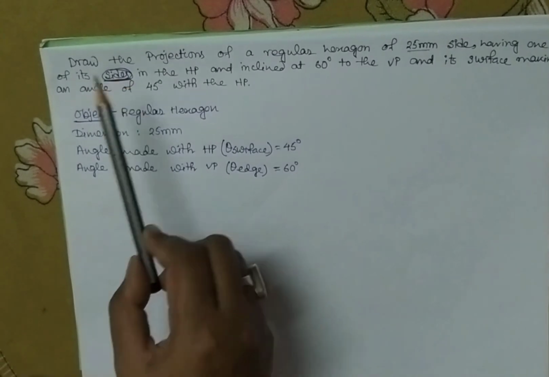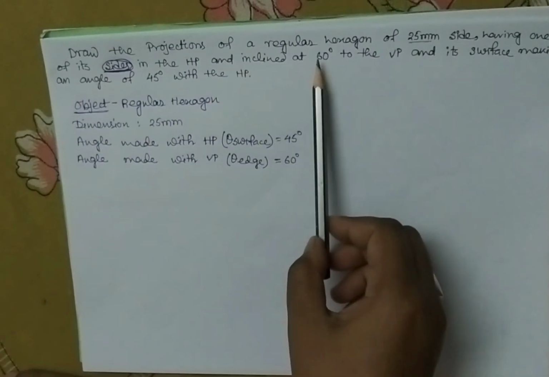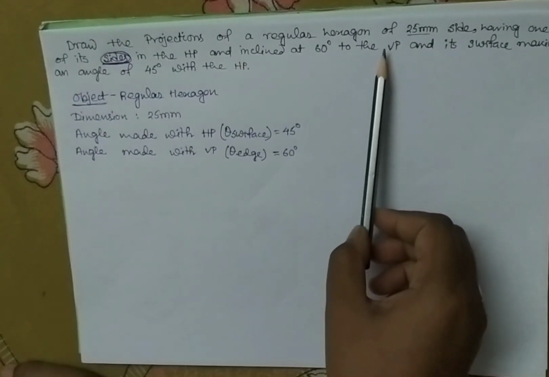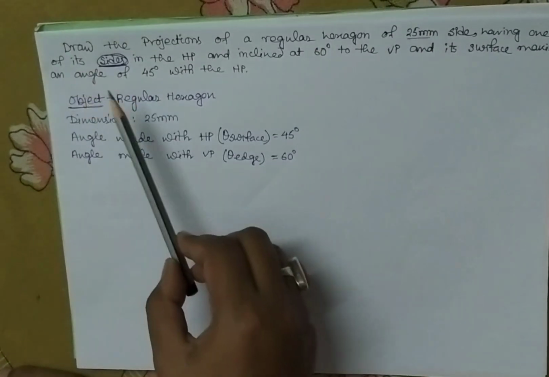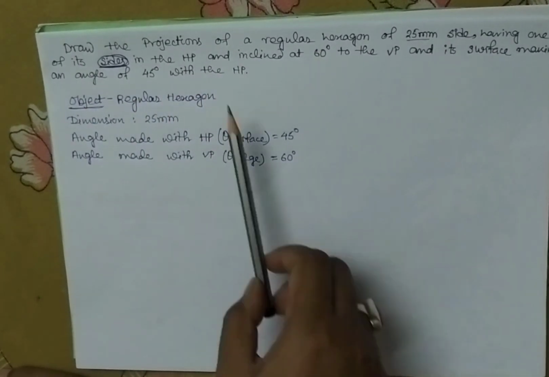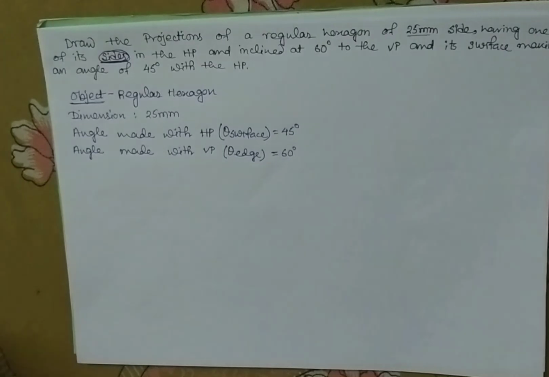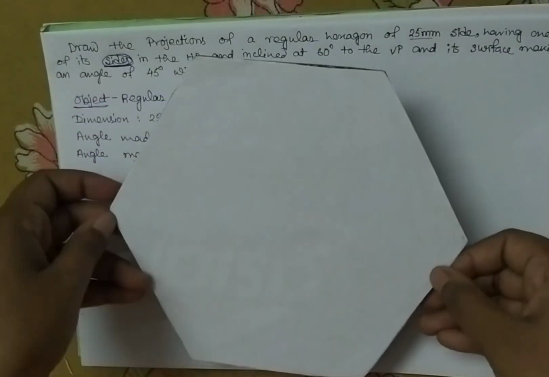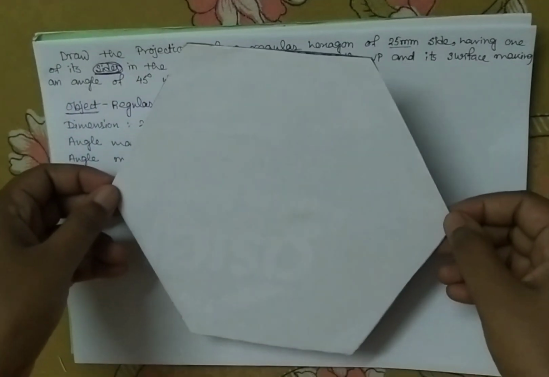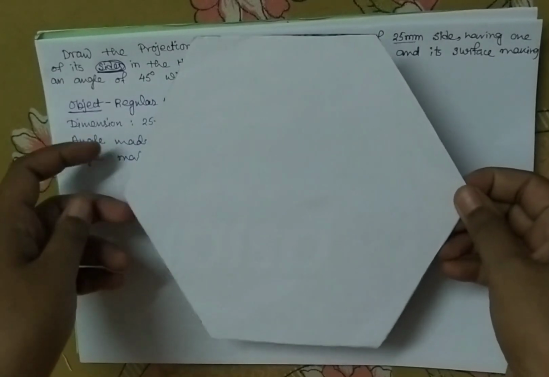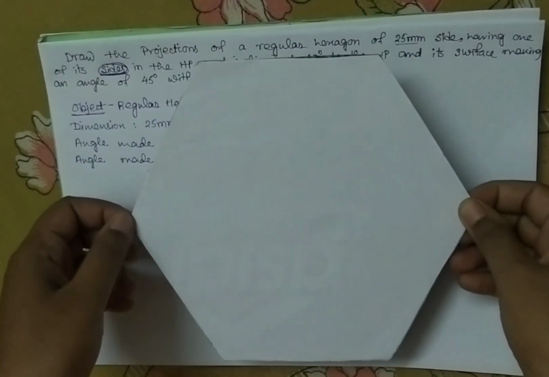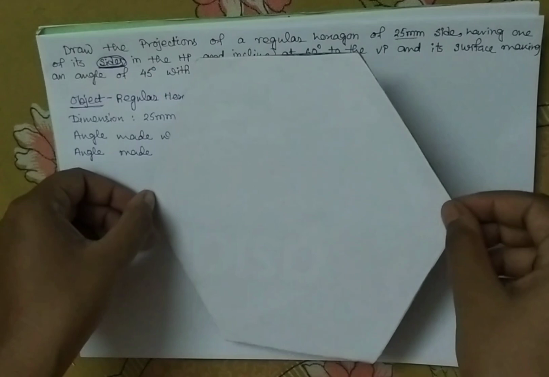See these things, sides. And inclined at 60 degree to the VP, and its surface making an angle of 45 degree with the HP. I have written all the given data here. So first see this thing. This is your hexagon. If in question it is asked that one corner is in HP, then it will make an angle like this.